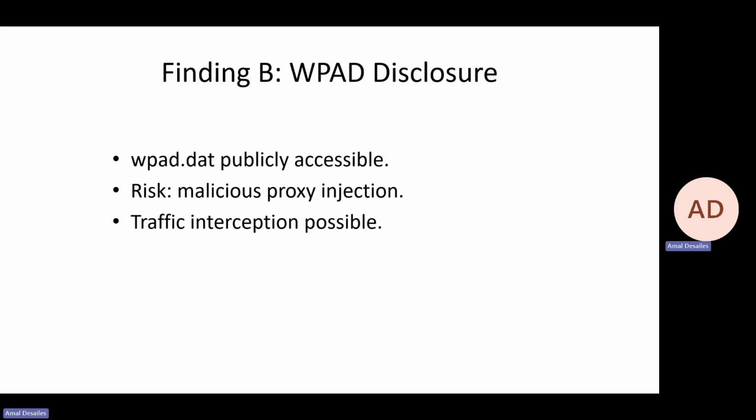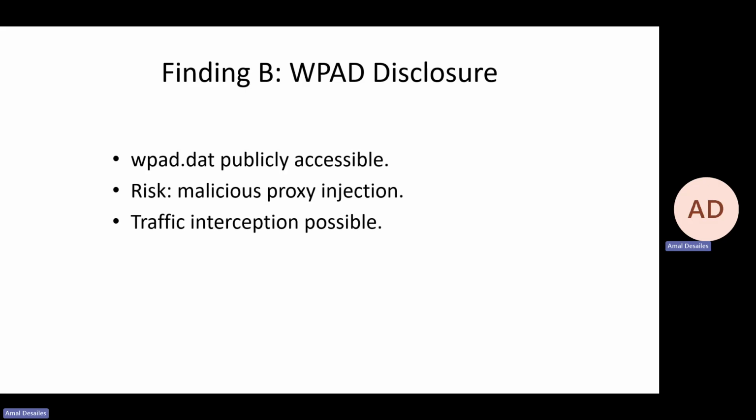So the next one is the WPAD information disclosure. The second medium severity finding was a Web Proxy Auto-Discovery information disclosure vulnerability. The GVM and also manual validation revealed that the server hosted an accessible file, http://192.168.1.30/wpad.dat.